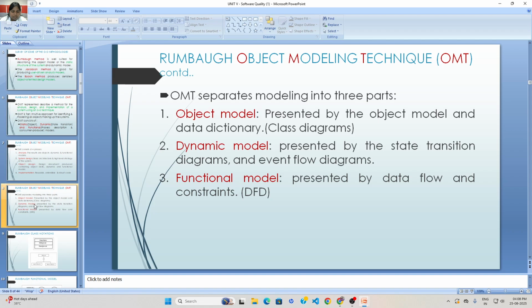In the object modeling technique, we have three types of models: object model, dynamic model, and functional model. The object model represents the static structure which has classes, objects, and relationships. The dynamic model is used to represent the behavior of the software, which is represented by the state transition diagram and event flow diagram. And the next one is the functional model. It represents the data flow of each object. It is represented by the data flow diagram.